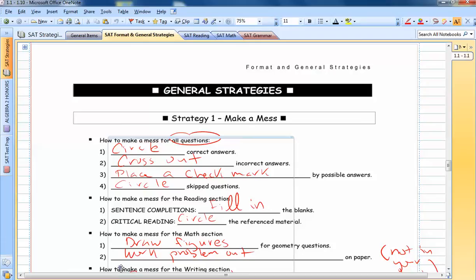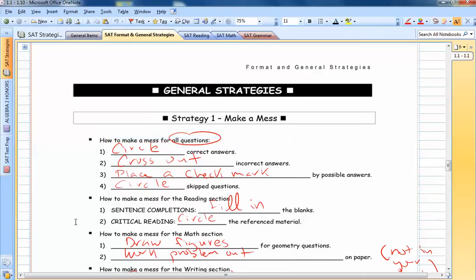So if we start with strategy 1, make a mess, what's meant by that strategy is that you're encouraged to make a mess out of your test booklet. When you take the PSAT or SAT and the proctor gives you the booklet, feel free to write all over the booklet. Of course, you can't keep it, but you are encouraged to write all over it.